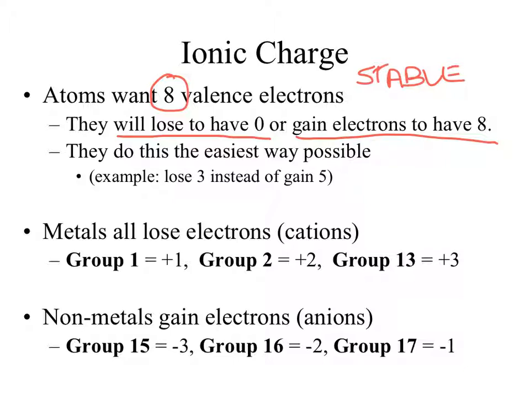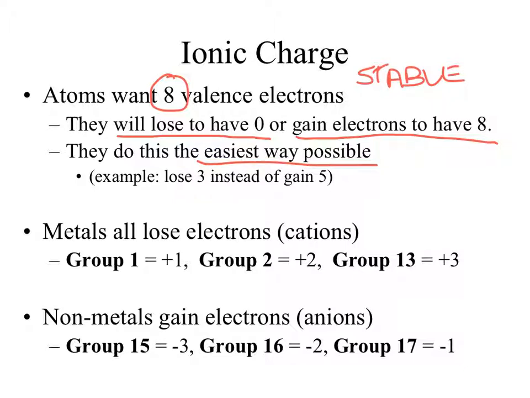Now you might be thinking, if they want 8, why would they lose and go to 0? That's because if you lose all your outermost valence electrons, you get rid of that outside energy level and uncover a full shell of electrons that already has 8. So whichever is easier, losing or gaining to go to 0 or 8, that's what an atom will do in order to form an ionic charge.